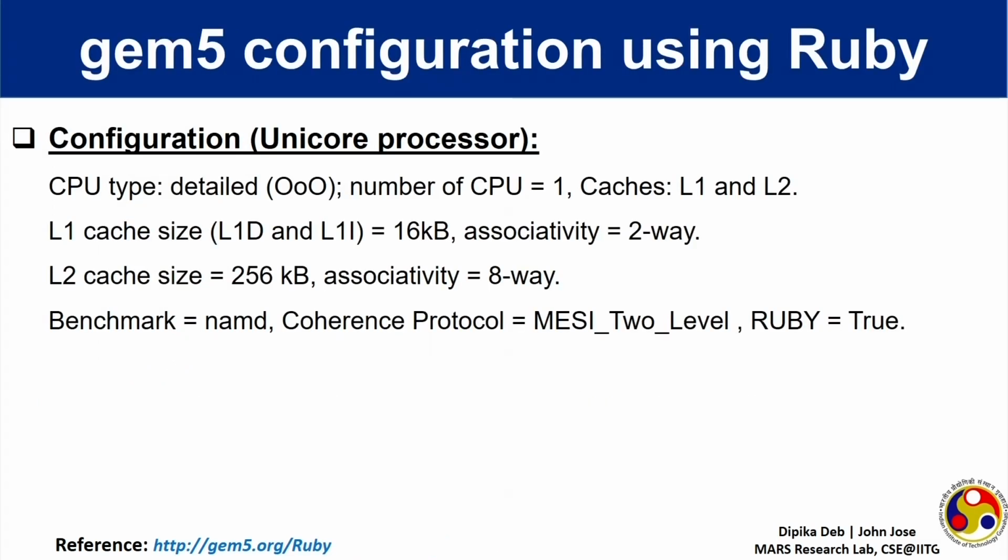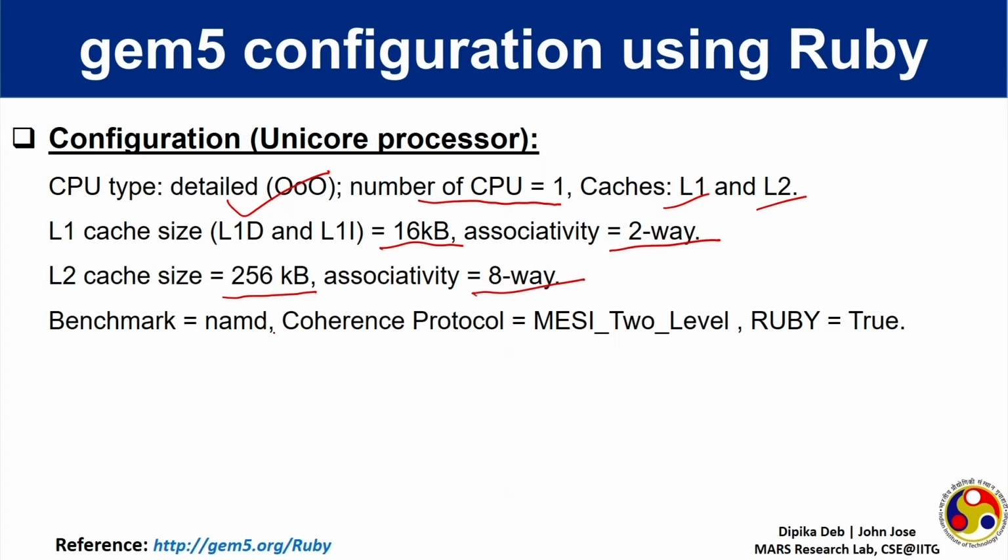Let us now deal with configuring and running real benchmarks on gem5. The configuration of the simulated machine that we will use for this video is mentioned in the slide. We will model a detailed out of order CPU where the number of cores is 1, also known as a unicore processor. We will have 2 levels of caches, L1 and L2, where the L1 cache size, including L1 data and L1 instruction, is 16 KB and 2-way set associative. The L2 cache size is 256 KB and 8-way set associative.